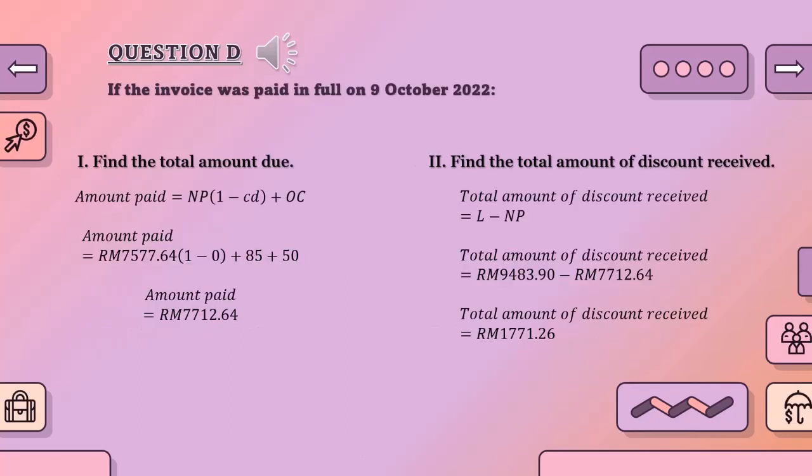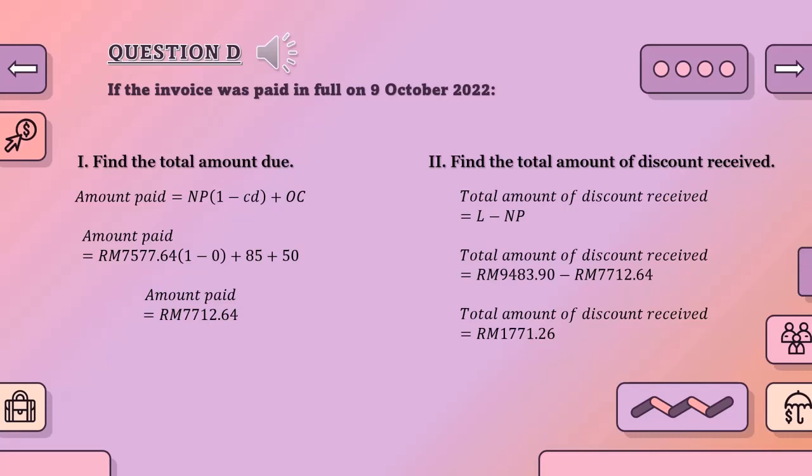Question D. If the invoice was paid in full on 9 October 2022, number 1, find the total amount due. Amount paid equals net price (1 minus cash discount) plus other cost. Amount paid equals 7,577 and 64 cents (1 minus 0) plus 85 plus 50. Amount paid equals 7,712 and 64 cents.